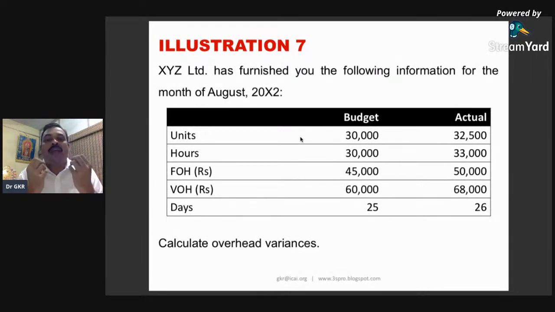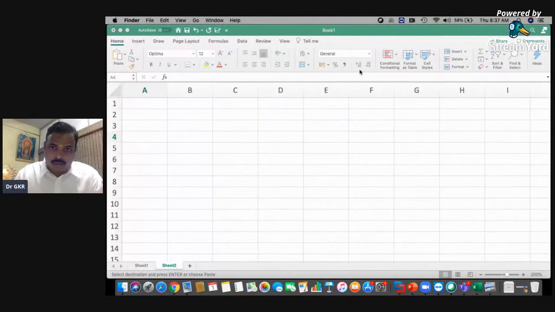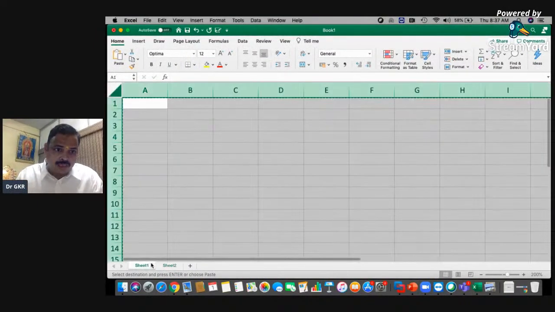My way of explaining variance is very simple. Understand standard, understand actual. That's all. Always go for the difference. Let us see that quickly. So this is what I'm going to do, guys. Please look here.